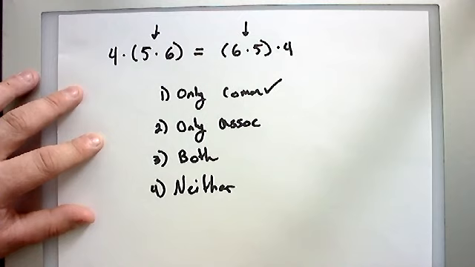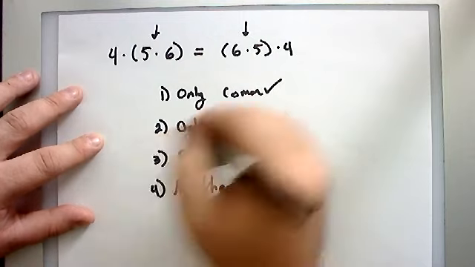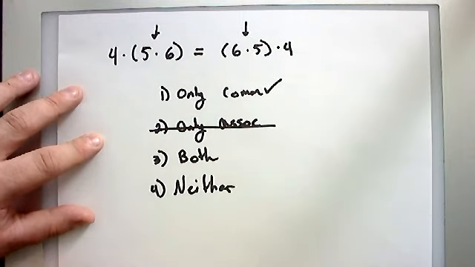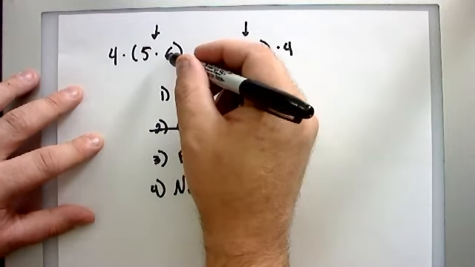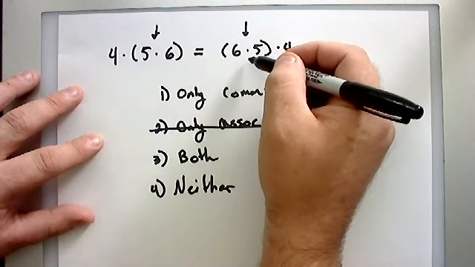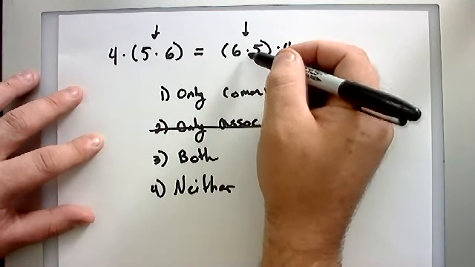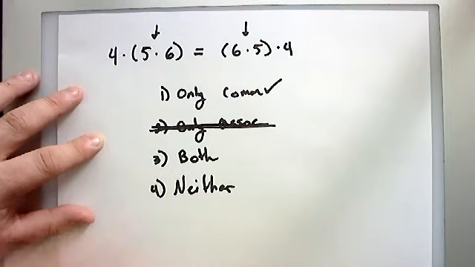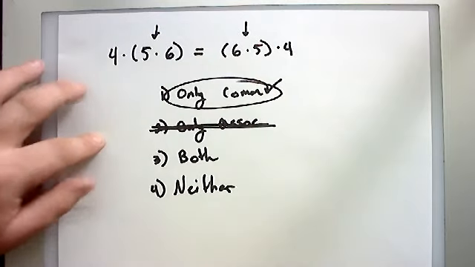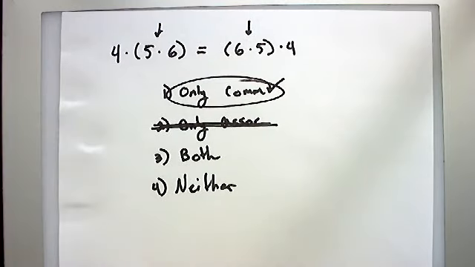We didn't change the association. All we changed was the order the numbers were written in. So the association did not change. 6 and 5 are associated together here, and 6 and 5 are associated together, or in parentheses here. So the association did not change. This is only commutative. If the association changed, then it would be 6 and 4 in the parentheses, or, you know, or some other combination. So be careful with these.